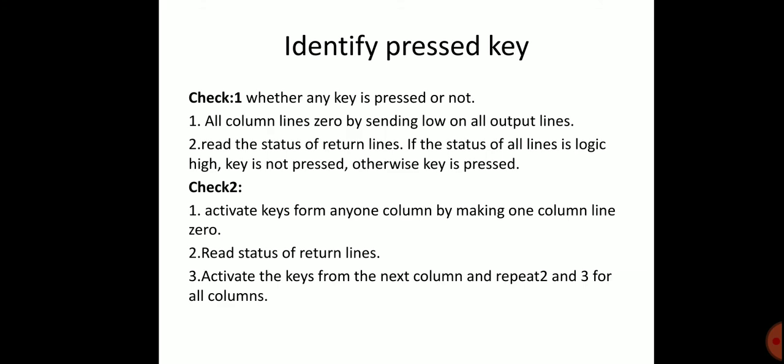Check 2: activate the key from any one column by making one column line 0, and read the status of the return lines. Third, activate the next column and repeat steps 2 and 3 for all columns.